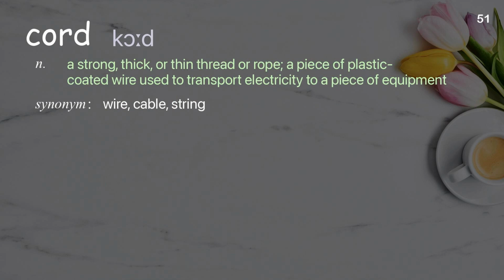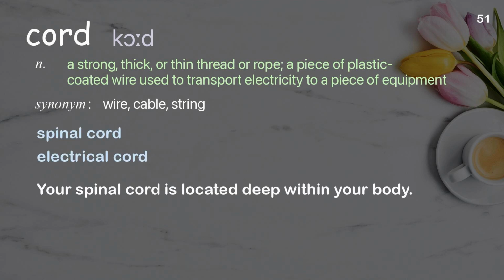Cord. A strong, thick or thin thread or rope; a piece of plastic-coated wire used to transport electricity to a piece of equipment. Examples: Spinal cord, electrical cord. Your spinal cord is located deep within your body.